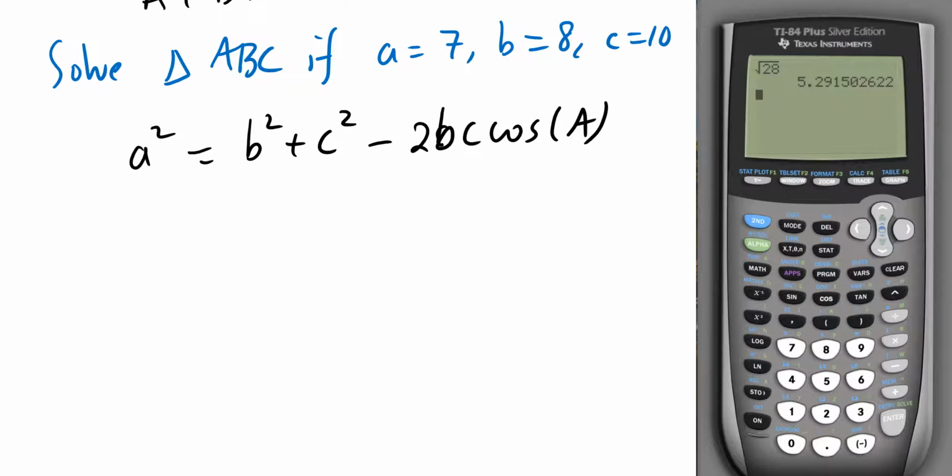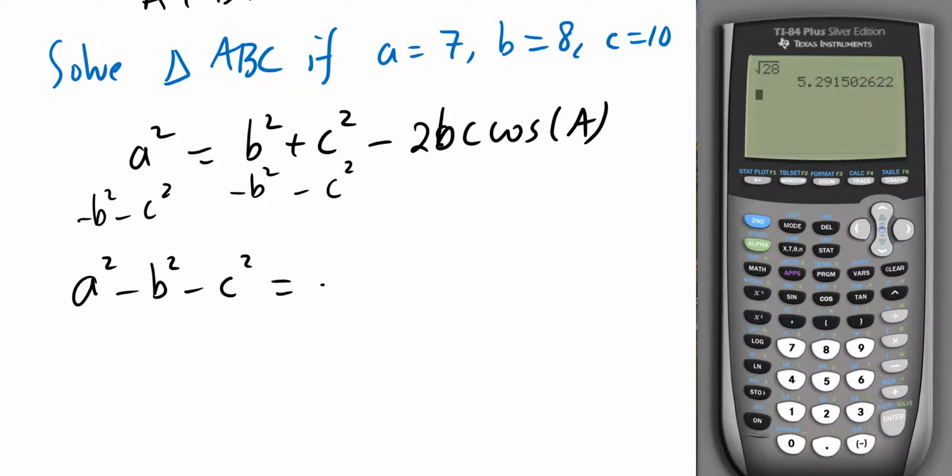Let's say I want to find angle A first. So I'm going to use this: a squared is b squared plus c squared minus 2bc cosine A. So what is a here? a is 7. So let's substitute. Wait, we're not going to substitute. You can, and you can solve for it. But before we do this, I'm going to subtract b squared and c squared on both sides. That gives me a squared minus b squared minus c squared equals negative 2bc cosine A.